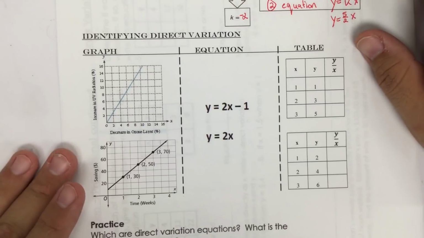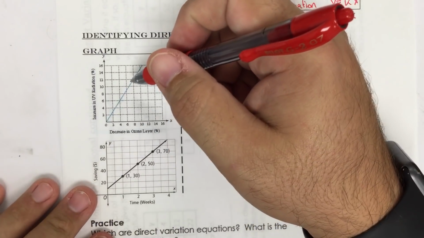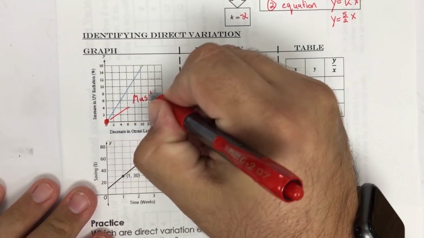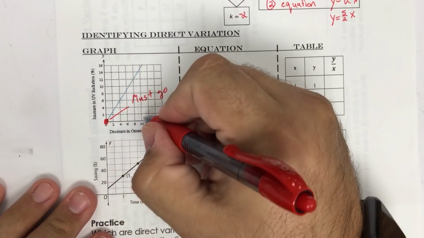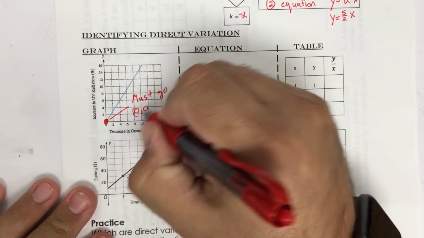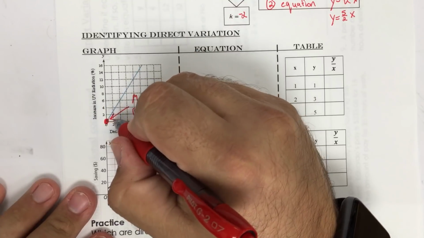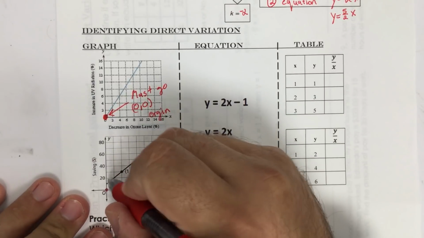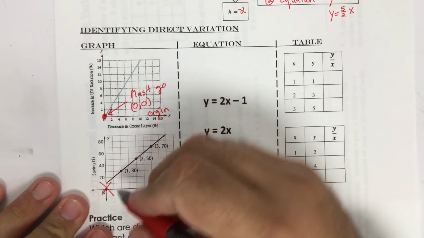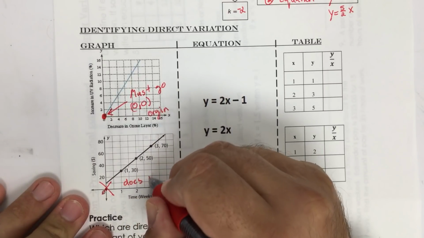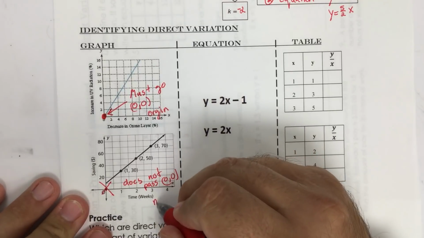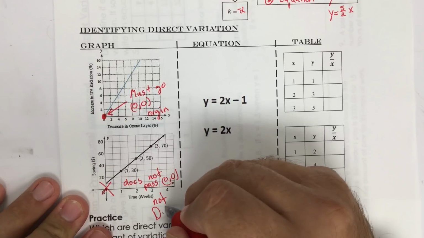So let's identify a few things on these graphs. When I identify this graph, this is the most important piece: it must go through the origin. It must pass through 0, 0. There's the origin. It must go through there. Look at this one. Does this one go through 0, 0? It does not. So, because it does not pass through 0, 0, it's not direct variation.